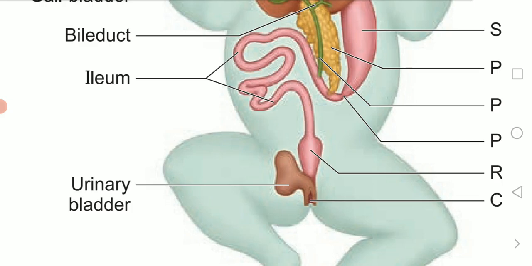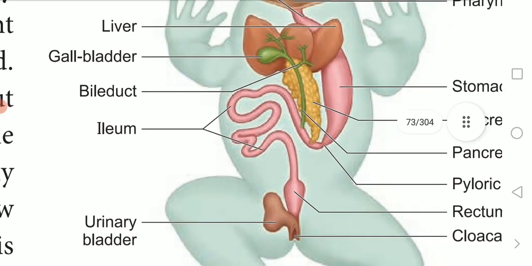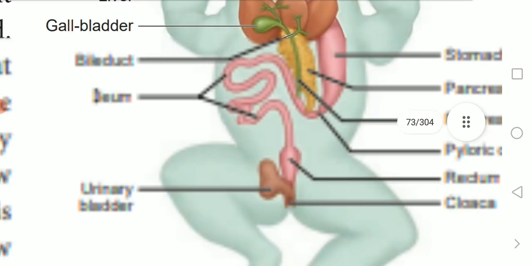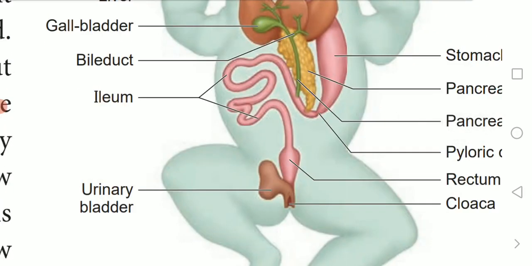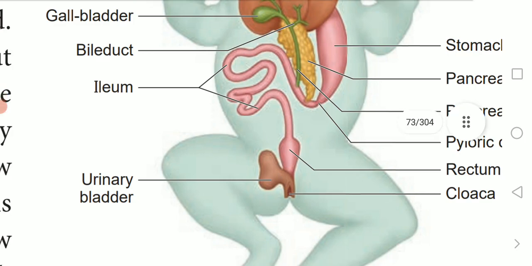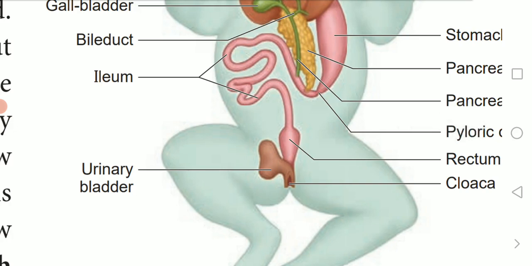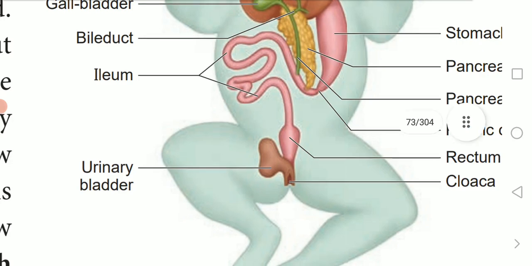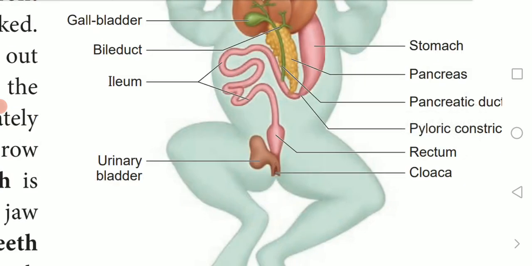Final digestion takes place in the intestine. Then the digested food is absorbed by the numerous finger-like folds of the inner wall of the intestine, called villi and microvilli. The undigested solid waste moves into the rectum and passes out through the cloacal aperture.